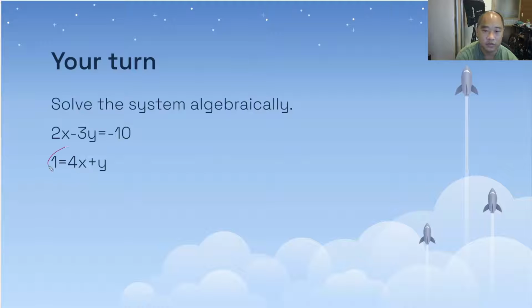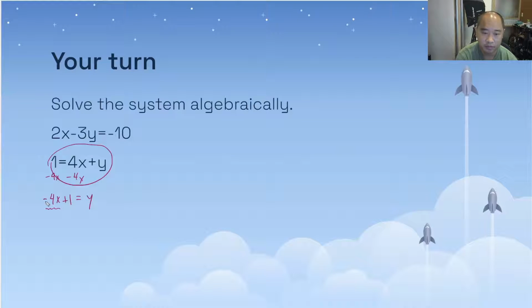All right, I'm going to do this one here. So I'm going to subtract 4x from both sides. So this is negative 4x plus 1 equals y. I like to write the x first. You could write 1 minus 4x, but for me it's just easier to do it this way. This is what I prefer to do.